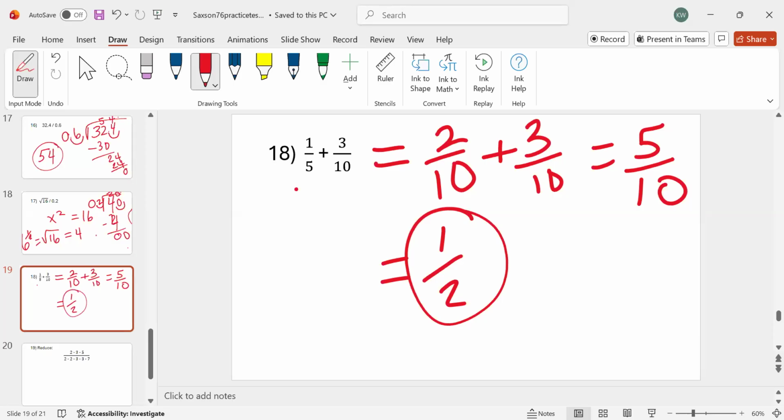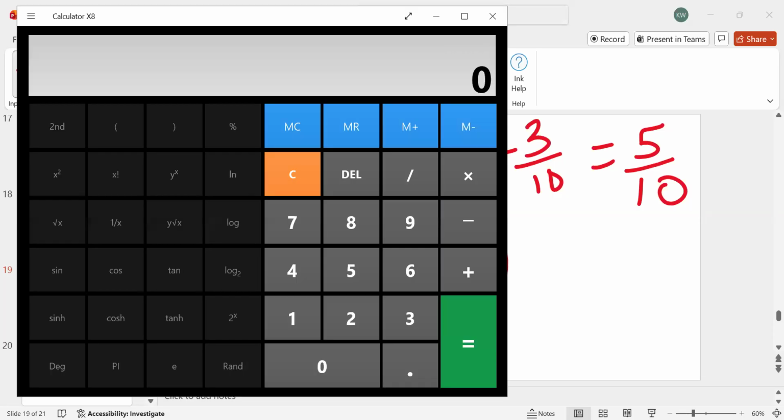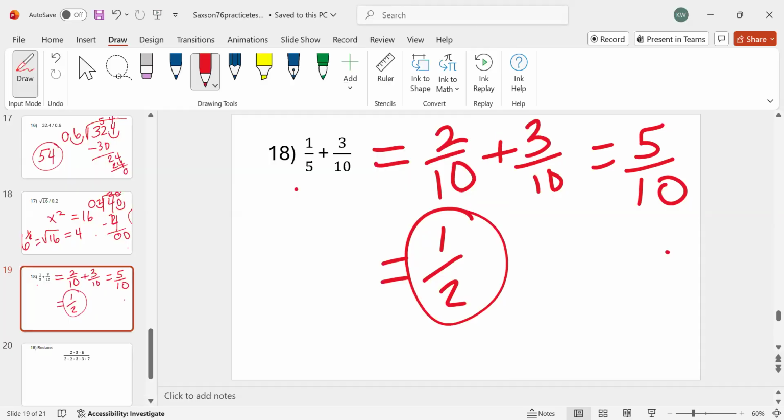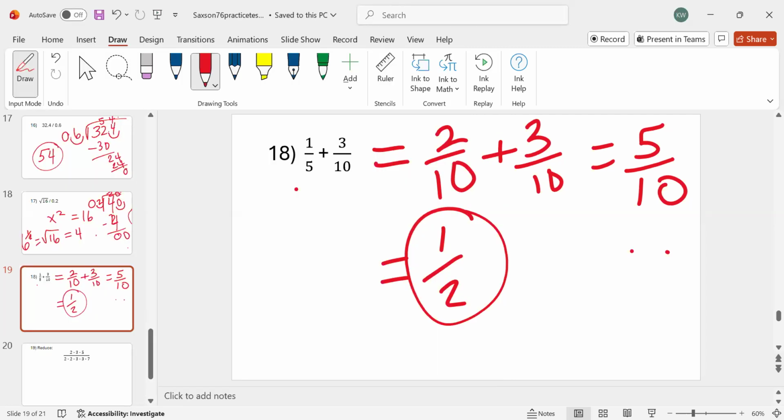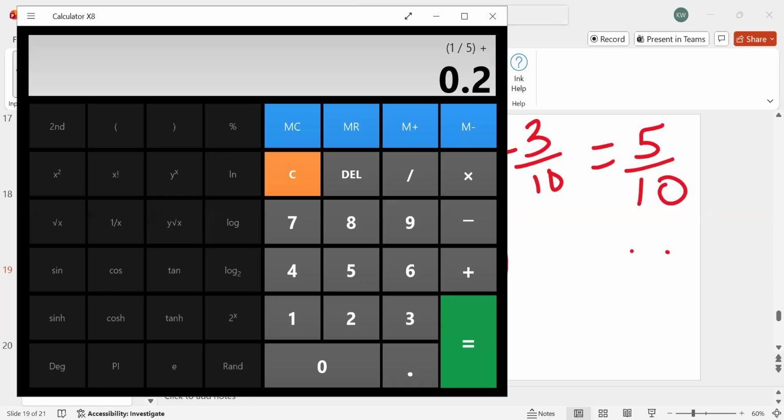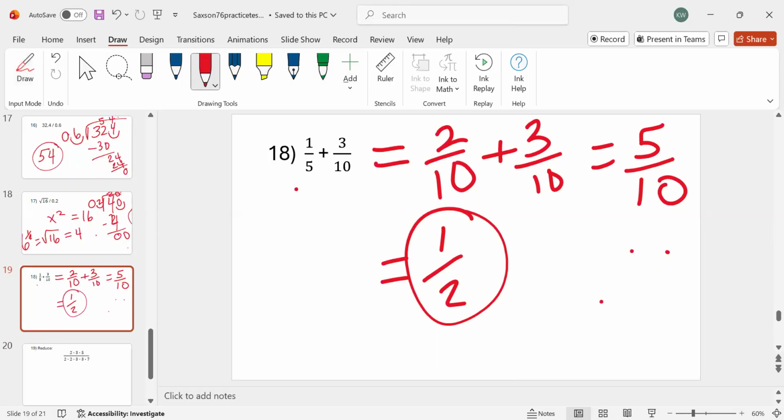If we go to our calculator to check that answer, we had, what was it? 1/5 and 3 tenths. So 1 divided by 5. Don't forget those parentheses. Plus 3 tenths, 3 divided by 10, equals 0.5, which is equal to 1/2.